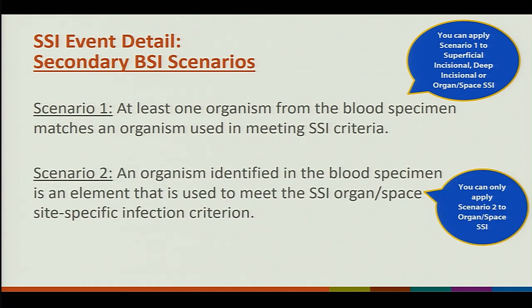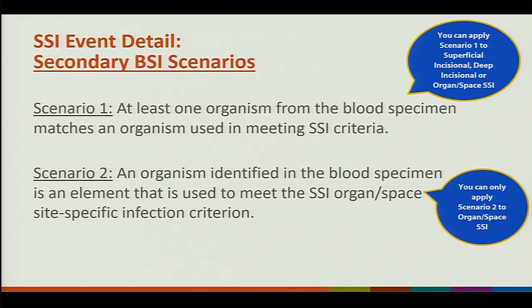Scenario 2 is when an organism is identified in the blood specimen, and it's an element that is used to meet the SSI organ space site-specific infection criterion. An example would be IAB criterion 2B or IAB criterion 3B, where you actually use blood as an element. Blood is actually part of the definition. So this would be an example for scenario 2.